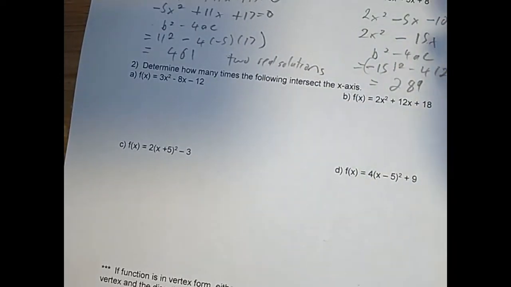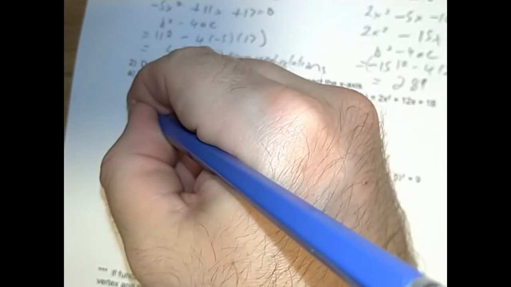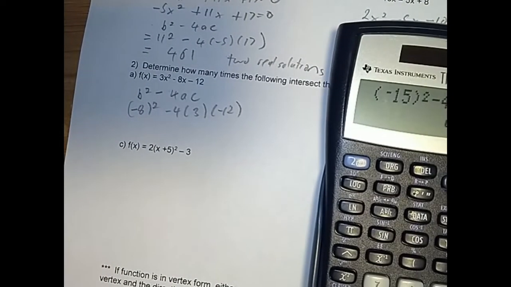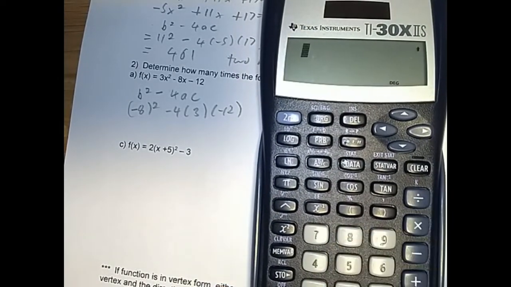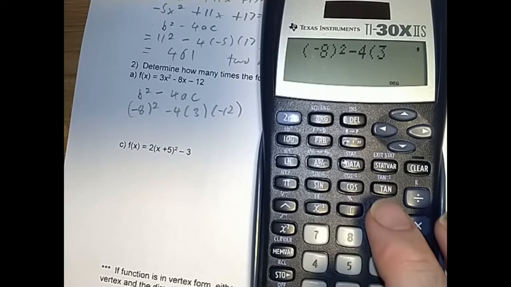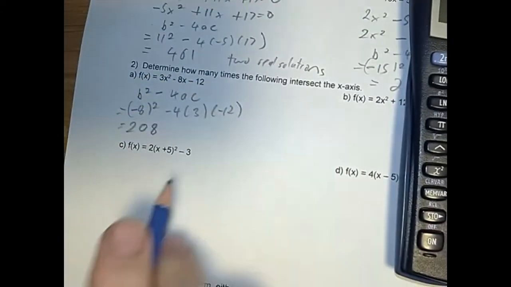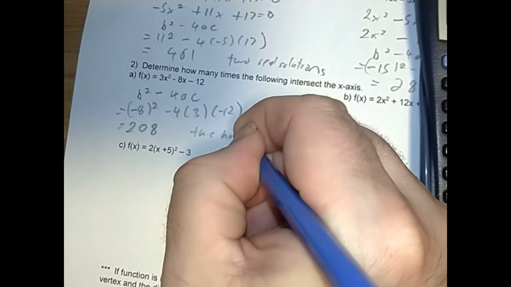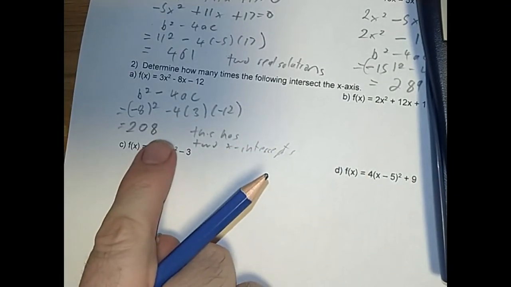So how many times? So what we do, the same thing, b squared minus 4ac. Well, b is negative 8 squared minus 4 times 3 times negative 12. And I work that out. Let's work this out here. Let's put it up maybe a bit higher so you can see. So again, I can see negative 8 squared minus 4 times 3 times negative 12, 208. Well, that means it hits the x-axis twice. So this has two x-intercepts. And if it was negative, it would have no x-intercepts. And if it was 0, it would have 1.